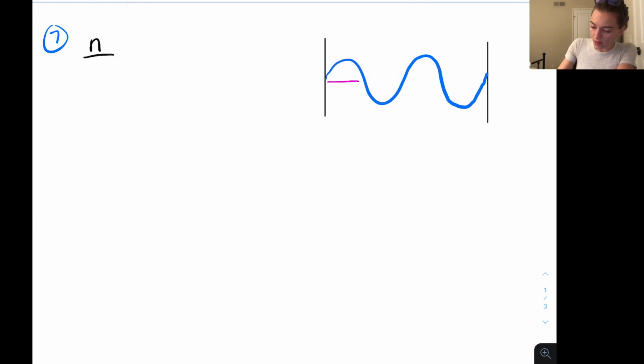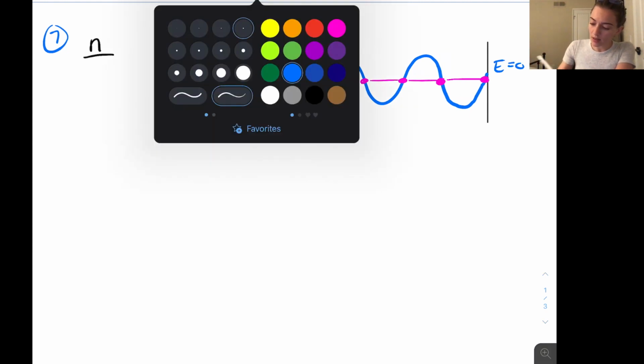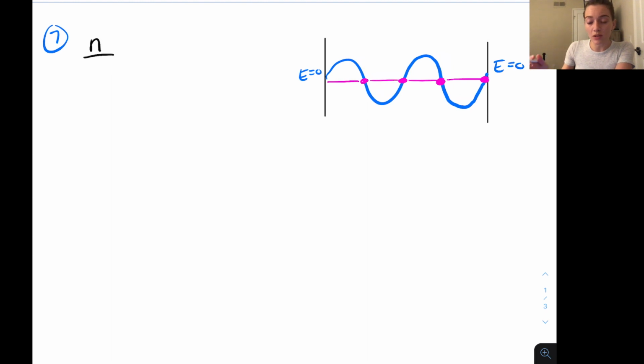where this is a node, this is a node, this is a node, and this is a node, because we know for our electric field, at the surface of a conductor, our electric field is always 0, so the nodes are always at that surface of the conductor. And they tell us that the nodes are spaced 2 centimeters apart. So we know this is 2, this is 2, this is 2, this is 2 centimeters. And we also know that the nodes are every half wavelength. So this is half wavelength, half wavelength, half wavelength, half wavelength.